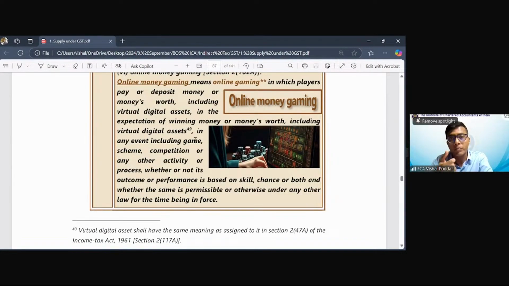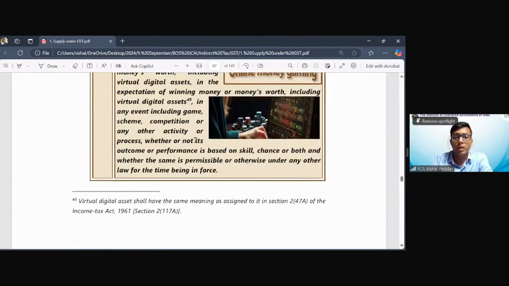So it may be a game or it may be an event like a contest like this Dream 11, or a scheme, or a competition, or any other activity or process. So it may be anything. It may be a game, it may be a competition, anything. Whether or not its outcome or performance is based on skill.